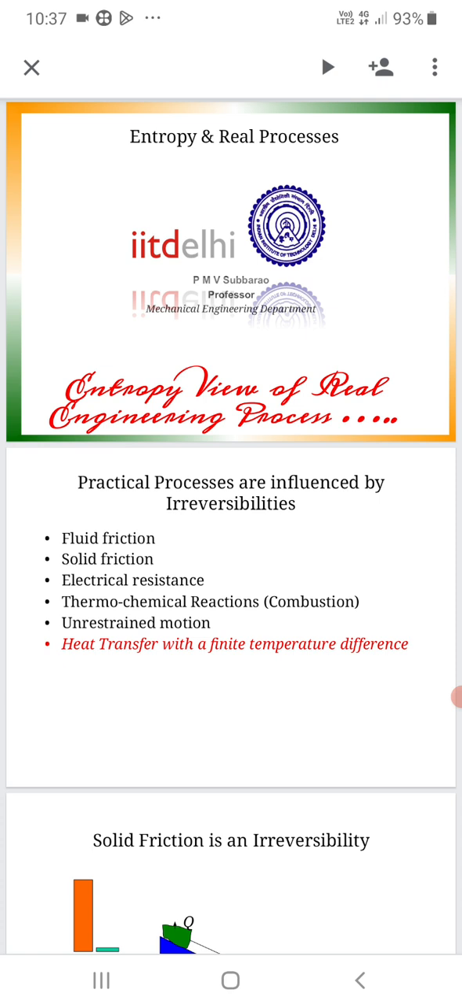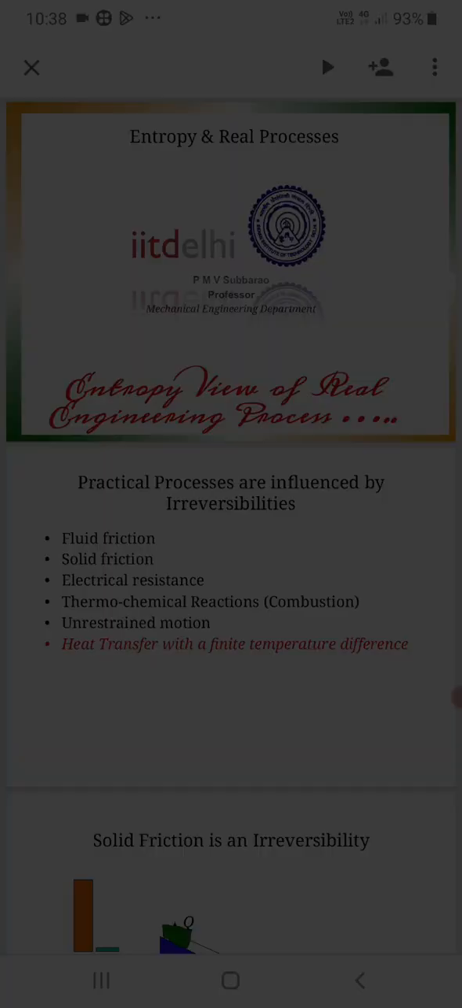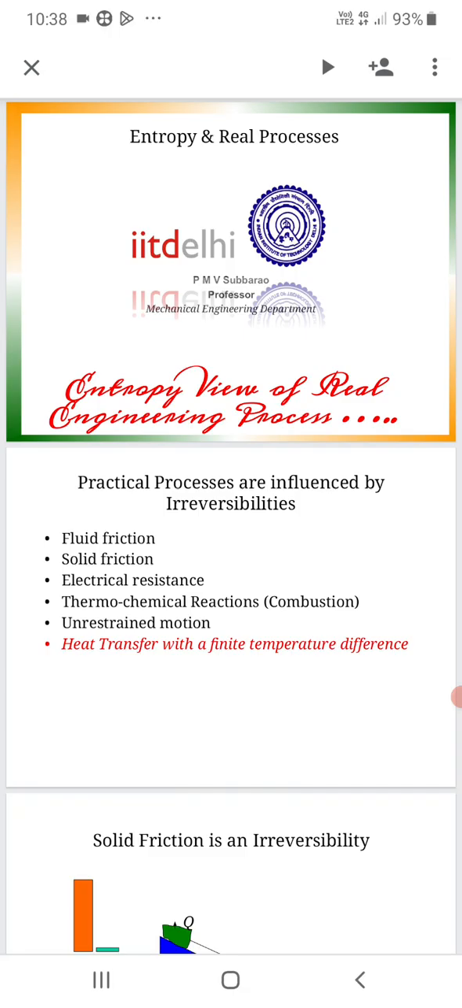The unit of entropy is kilojoule per kg Kelvin. Similarly, enthalpy is an amount of heat, imaginary heat added to the system during the process. It is also measured in kilojoule per kg Kelvin.